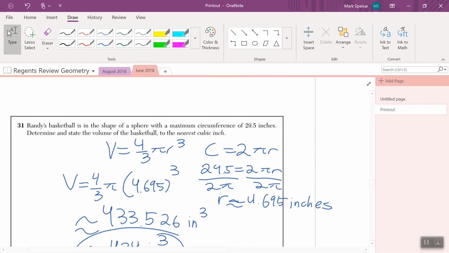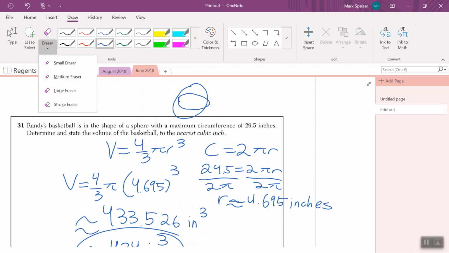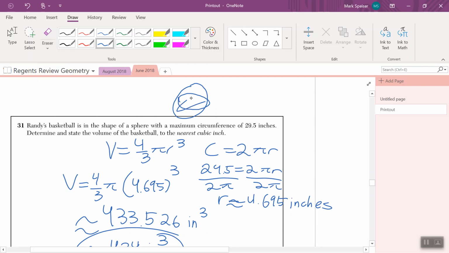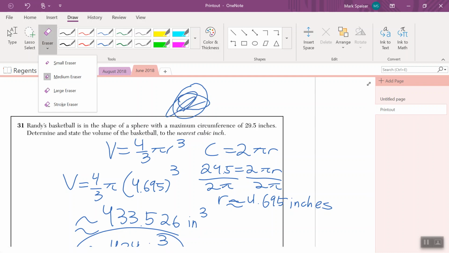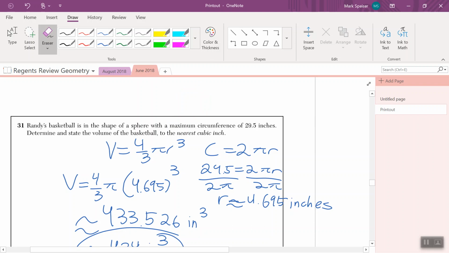Randy's basketball is in the shape of a sphere. So if you want to see what a sphere looks like, it's a three-dimensional circle, usually drawn something like that. Not as good as I usually draw it. Let me do a better drawing. Give me 1 second. Good drawing: draw a circle, then a bowl below, and a bowl above. Sorry for my terrible drawing.